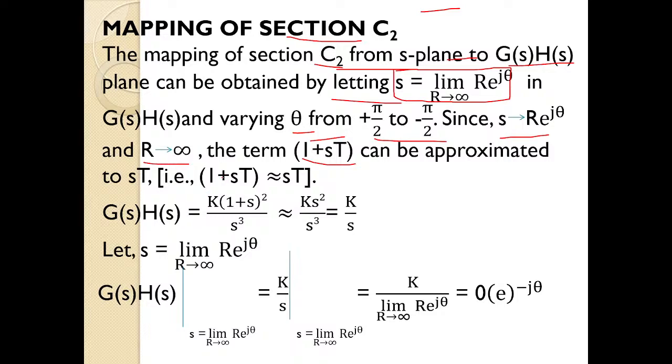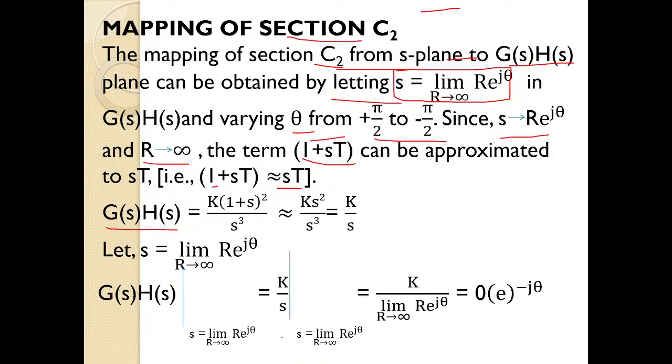So neglect 1. When is 1 very, very small when compared to st. So neglect 1. So 1 plus st will become st. So now consider the given equation g of s, h of s, that is k into 1 plus s whole square by s cube. So 1 plus s will become s, because s is very large. So s square by s cube, cancel s square, you will get k by s.